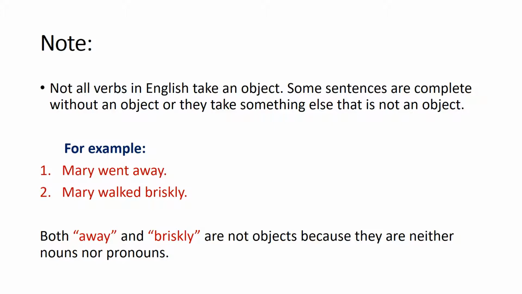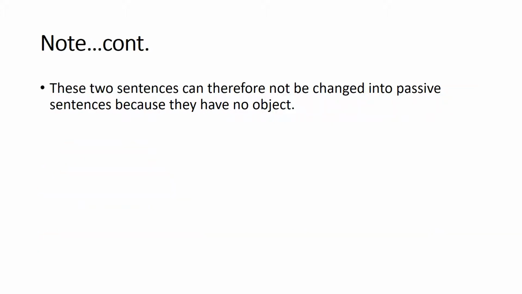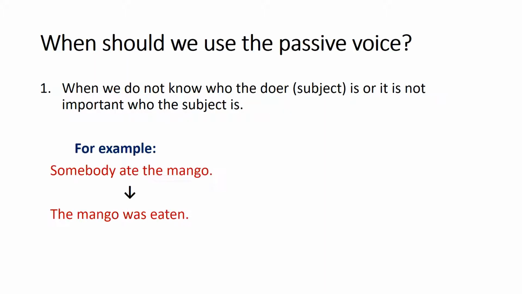Not all verbs in English take an object. Some sentences are complete without an object, or they take something else that is not an object. For example, Mary went away. Mary walked briskly. Both away and briskly are not objects because they are neither nouns nor pronouns. For something to qualify as an object, it must be a noun or a pronoun. These two sentences can therefore not be changed into passive sentences because they have no object.